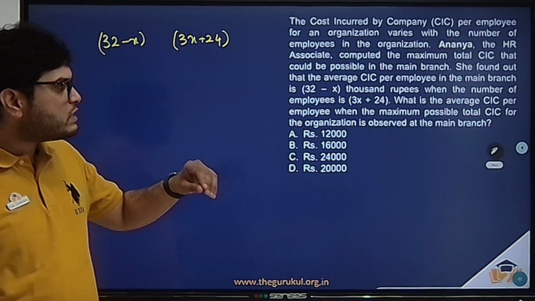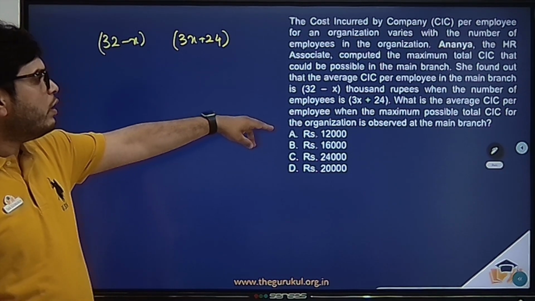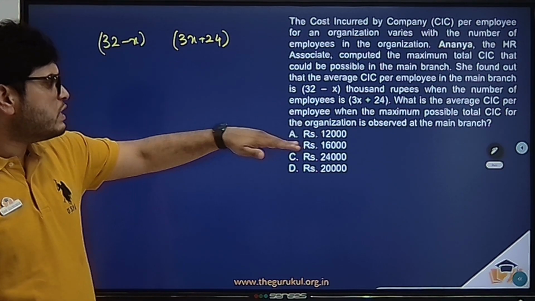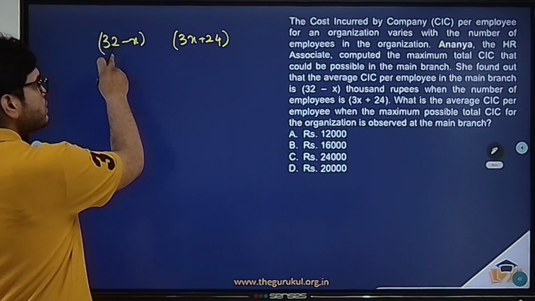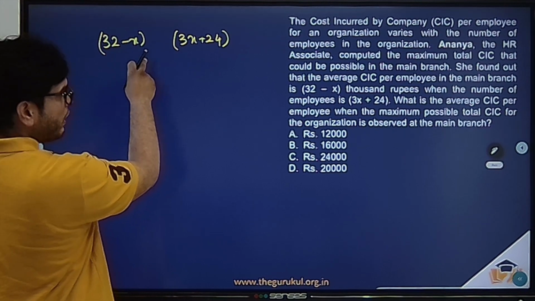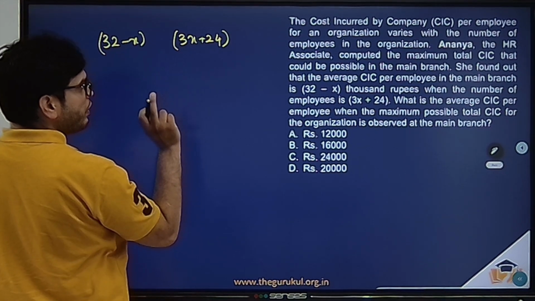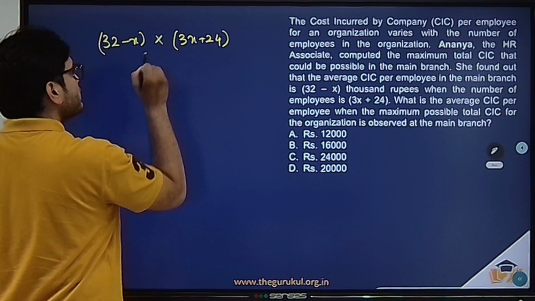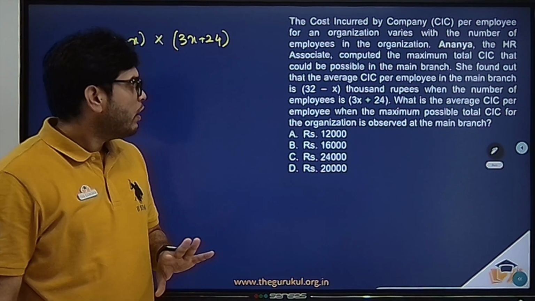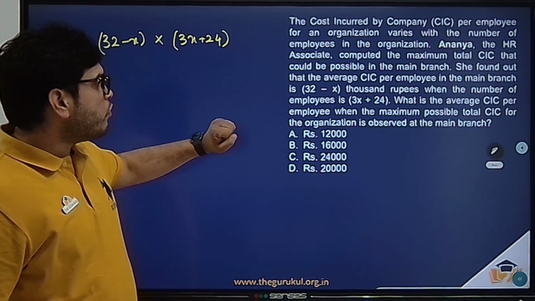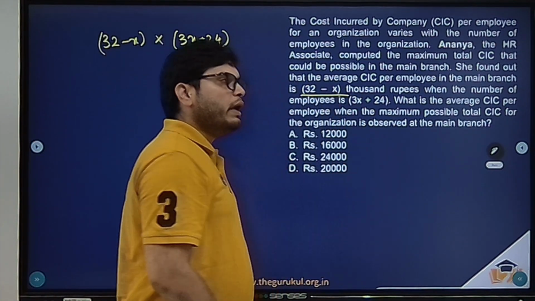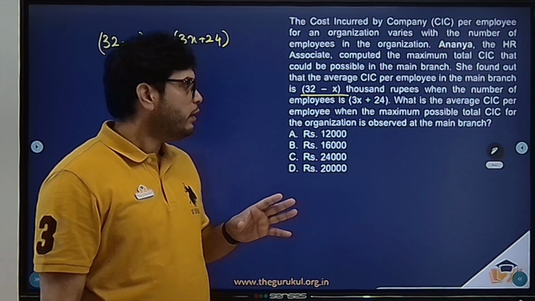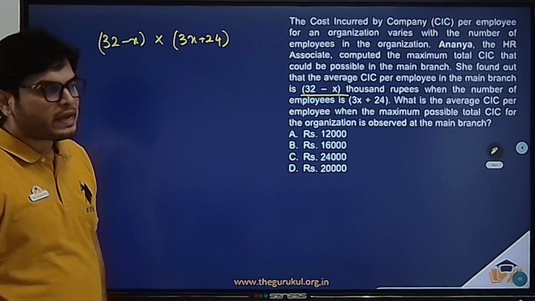Now, what is the average CIC per employee when the maximum possible total CIC for the organization is observed at the main branch? So, this is the average CIC per employee when there are 3x plus 24 employees. So, the total CIC would be the product of these two, right? Now, what was asked? We are asked to find the average CIC per employee, 32 minus x thousand rupees, given that the product of these two is maximum.